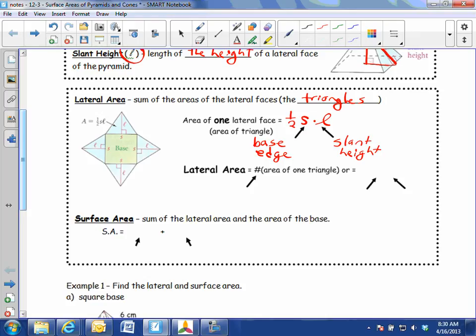So, there are two different ways of thinking about finding lateral area. You can either take the number of triangles times the area of one of them, because in this case, since I have 4 triangles, because I have a 4-sided base, I can just take one of the areas and multiply it by 4 to get the lateral area, right? Okay? Or you can think it's the same as.